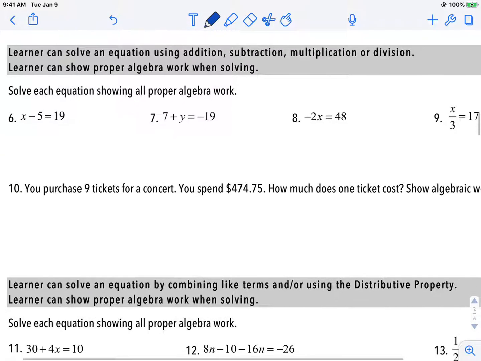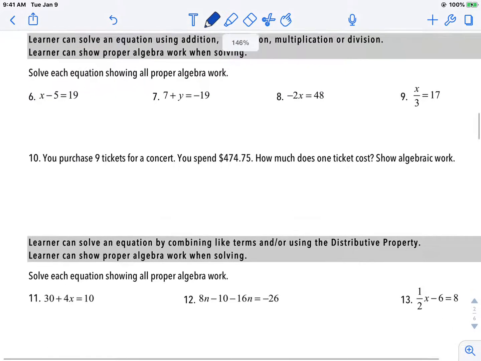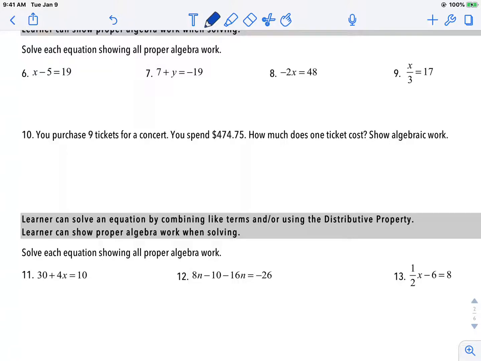6 through 9, I'm not thinking will be a major problem. Those are one step. Please be sure to show your work on both sides and then check your calculations. When you get to number 10, that's a word problem. So again, we want to look through for anything that they told us is a rate, anything that they told us is a piece of information, anything we can think of how they calculated it. You purchased 9 tickets for the concert. You spent $474.75. How much does one ticket cost?